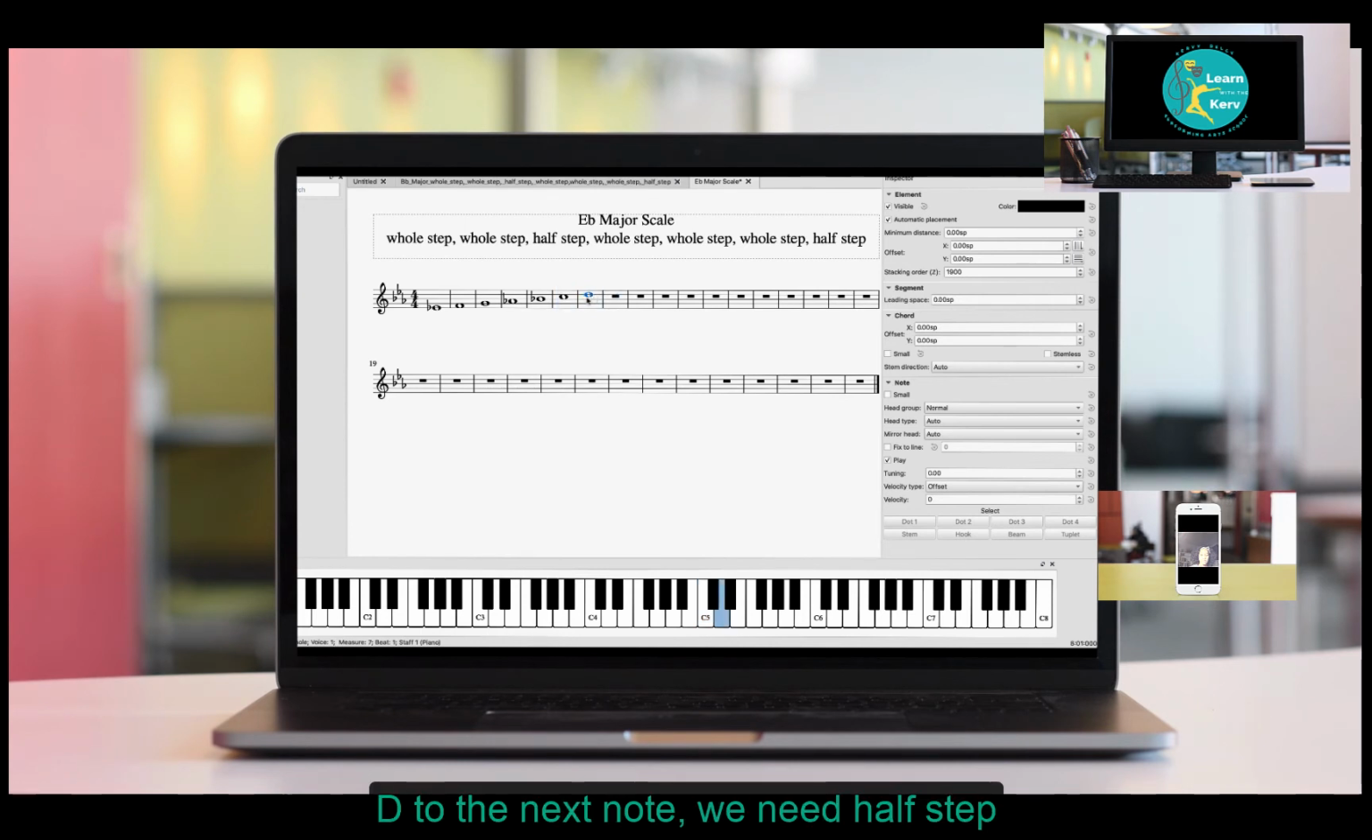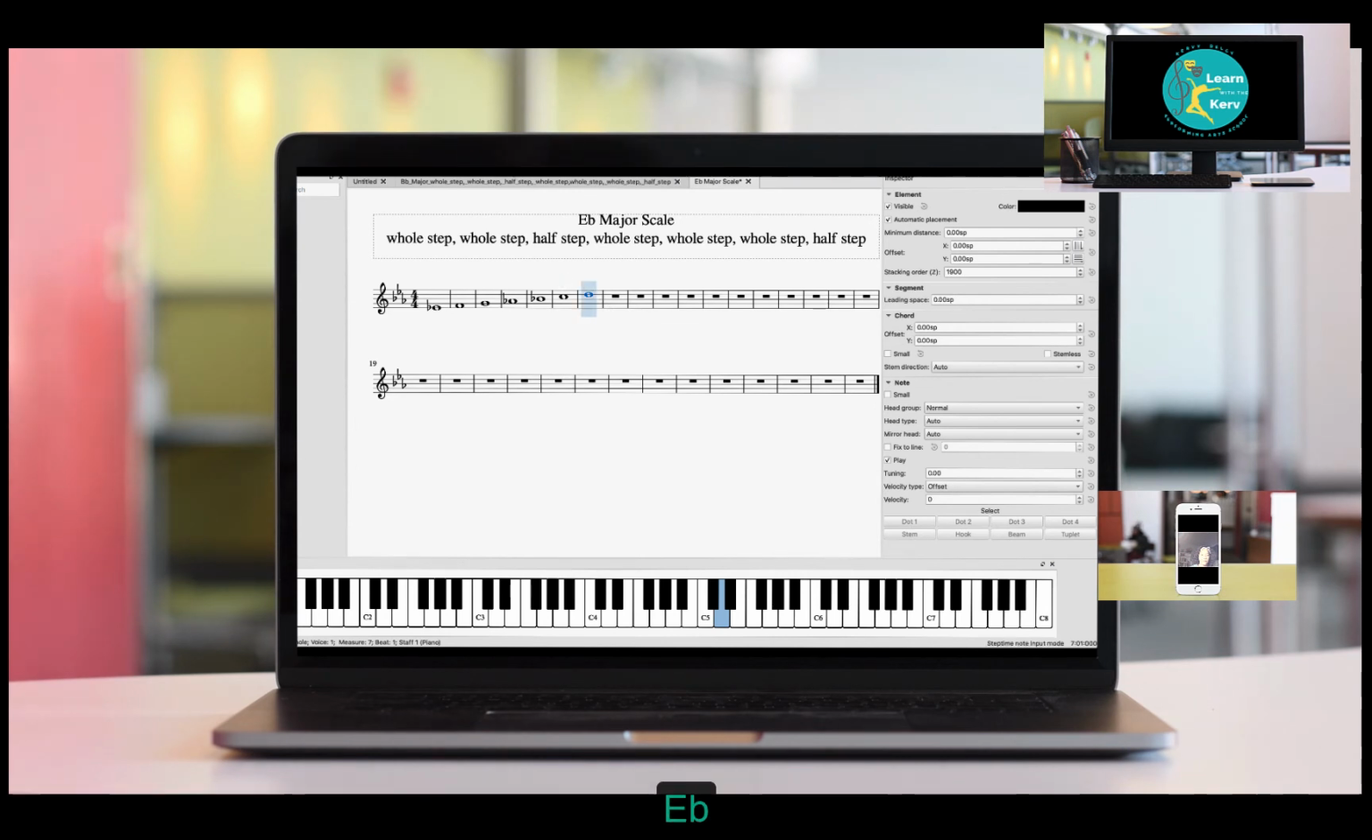Now from D to the next note, we need a half step. From D to D sharp is a half step, but since we just got D, we have to call it E flat, for the same reason that we call this note A flat instead of G sharp. Okay, now our last note is E flat.